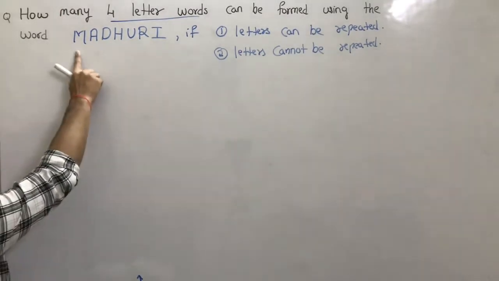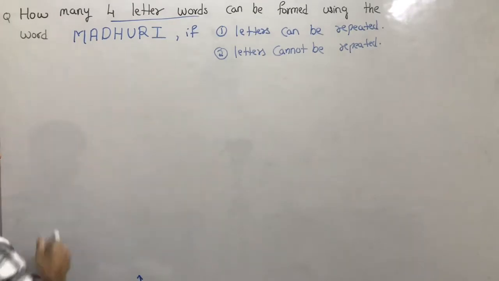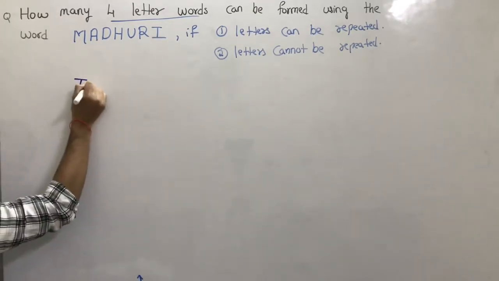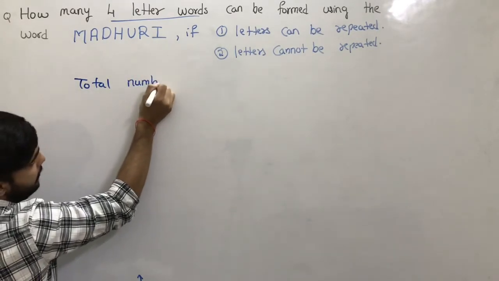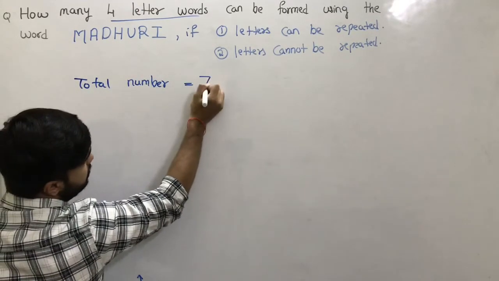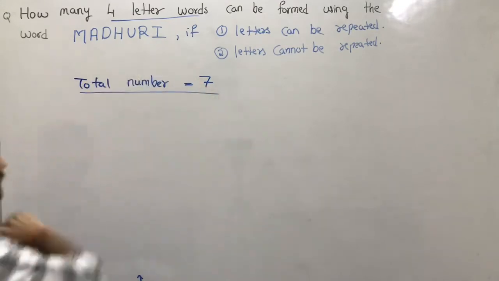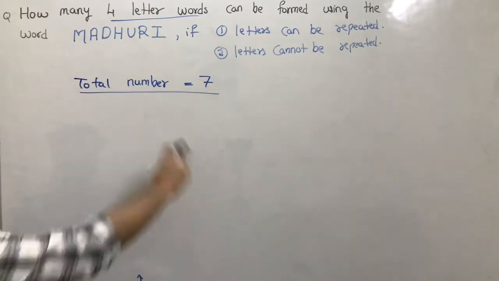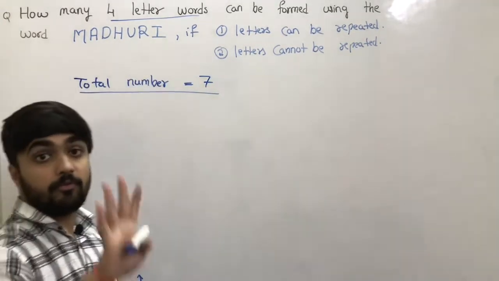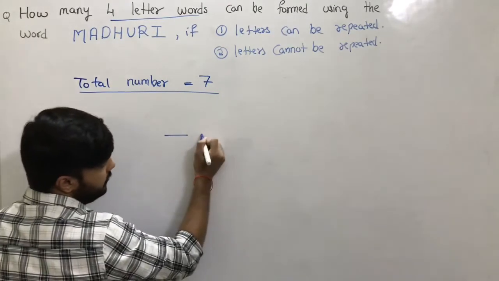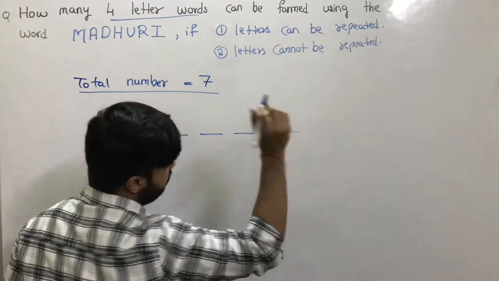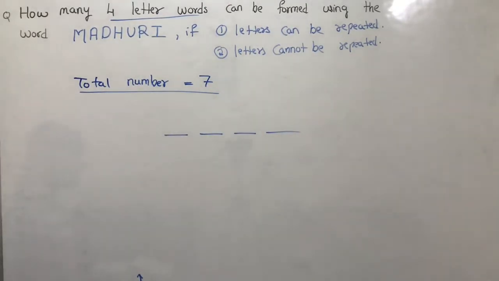Now the total number of letters in this word Madhuri is 7. From these 7 letters we have to form 4-letter words. So we'll draw 4 spaces: first, second, third and fourth. The first condition is that letters can be repeated, that is, repetition is allowed.